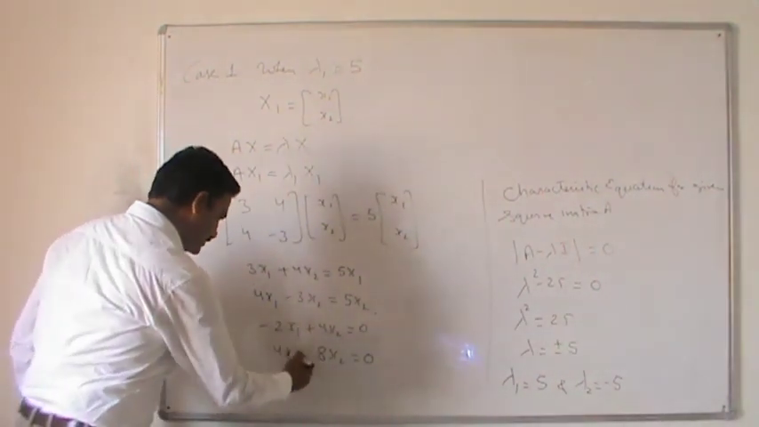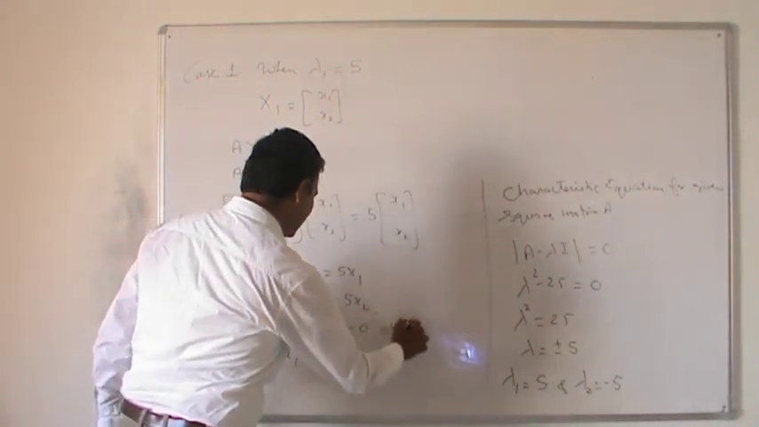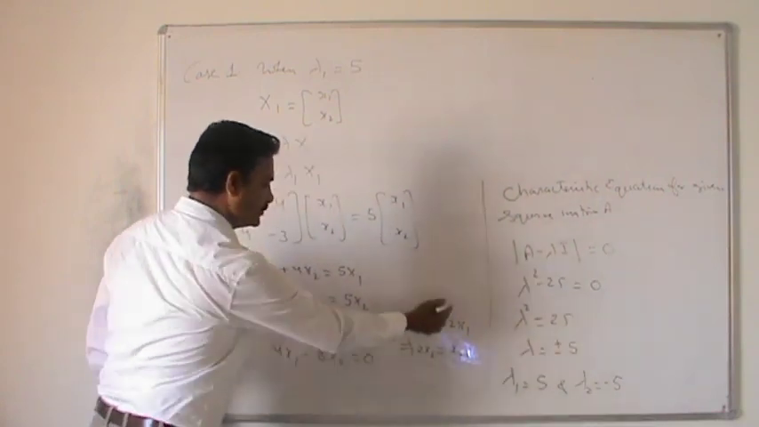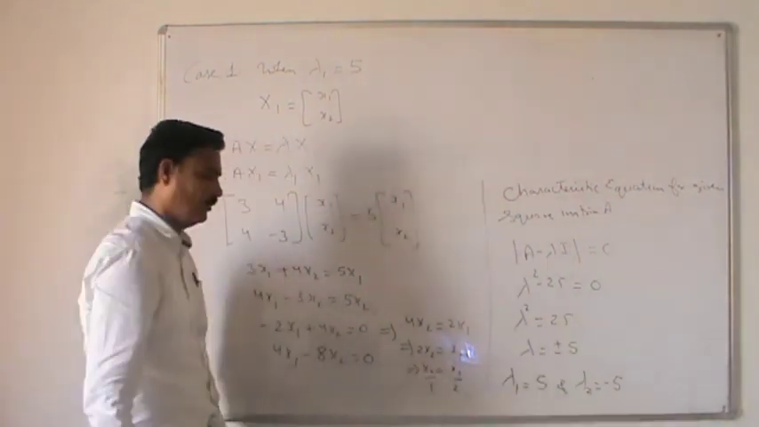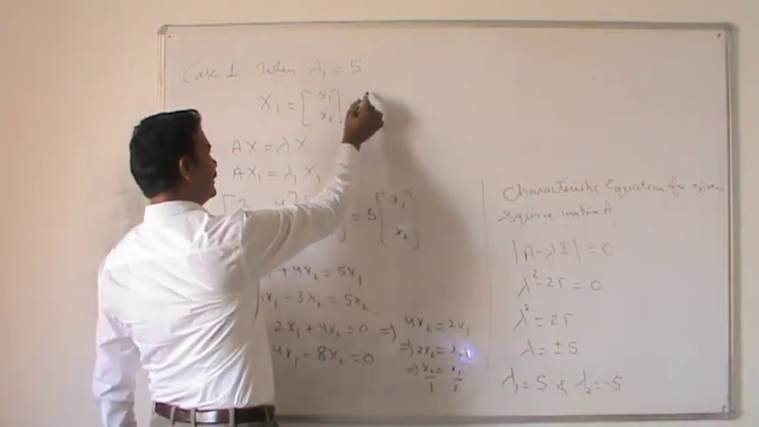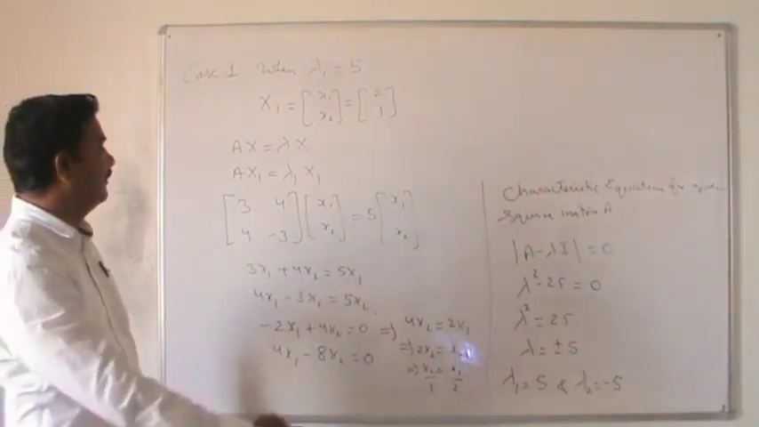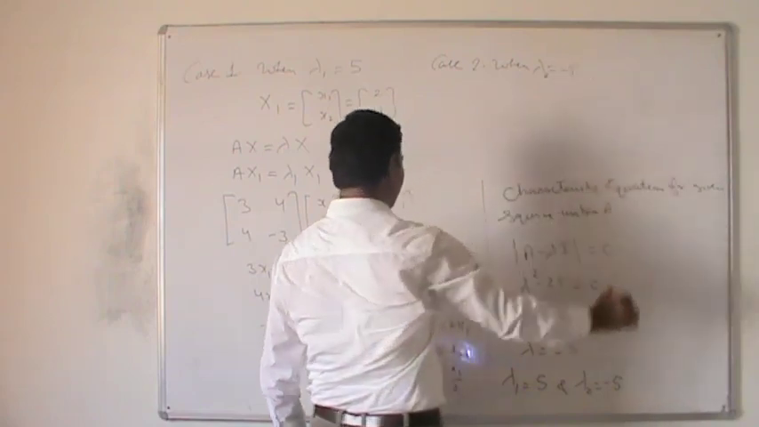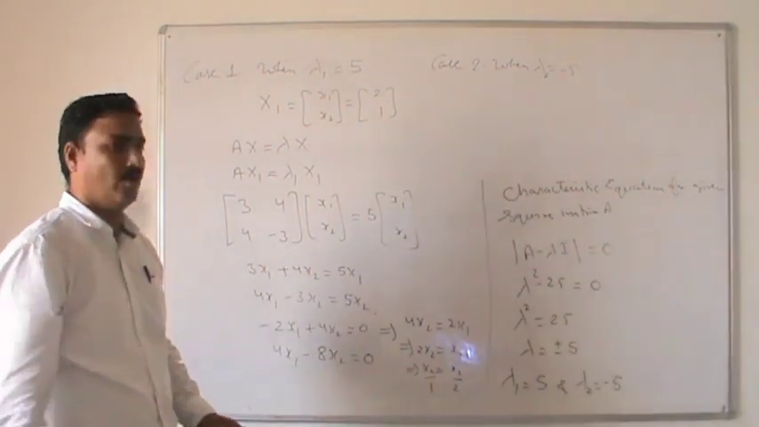Now, both these equations represent the same equation because from here we get 4x2 is equal to 2x1. After simplification, the 2 cancels out 4, and finally x1 upon 2 and x2 upon 1. So our desired x1 is 2 and x2 is 1. So 2, 1 is the desired eigenvector for the eigenvalue lambda 1 = 5. Similarly, we find the eigenvector for the eigenvalue lambda 2 = -5, and with the help of these eigenvectors, we construct our model matrix B.